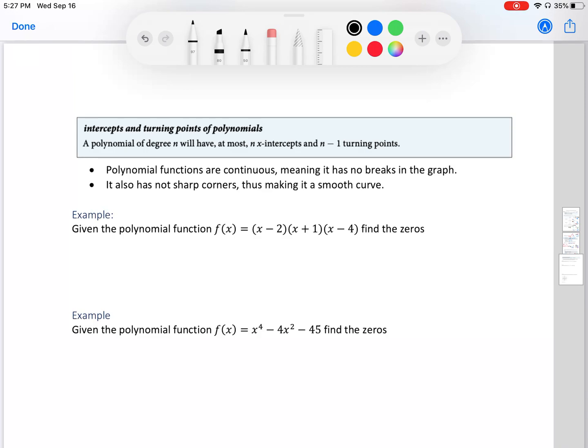Intercepts and turning points of polynomials. The polynomial degree, n, will have at most n x-intercepts and n minus 1 turning points. So if I have, for example, 3 x-intercepts, then we can say, based on this definition, that turning points would be n minus 1. So 3 minus 1, since that's our number of intercepts. So I would have at most 2 turning points.